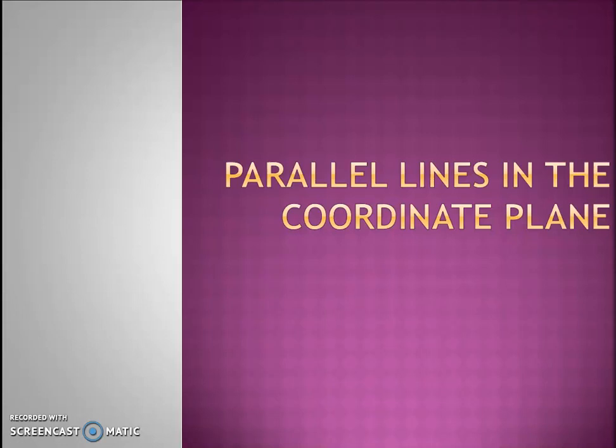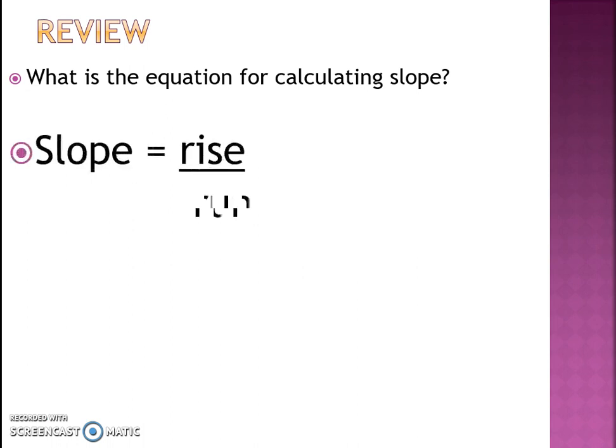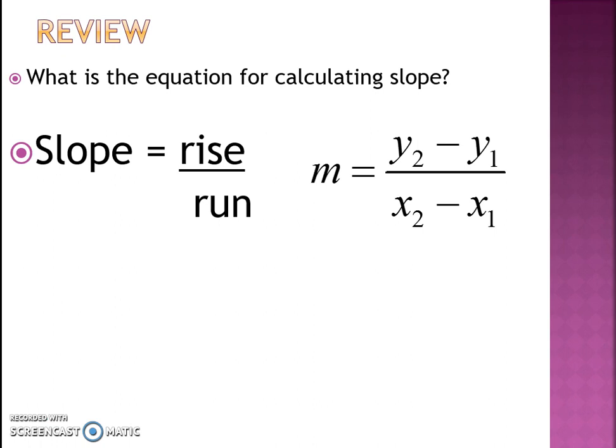Parallel lines in the coordinate plane. Review. What is the equation for calculating slope? Slope is rise over run. M means slope, and the formula is y2 minus y1 over x2 minus x1.